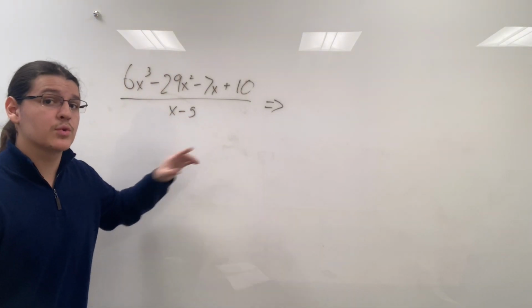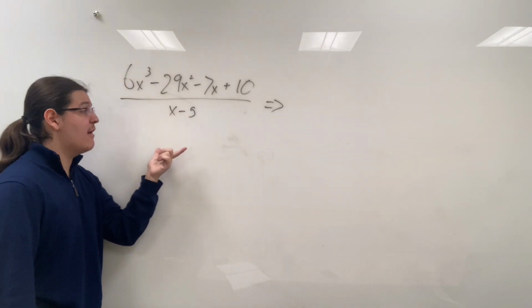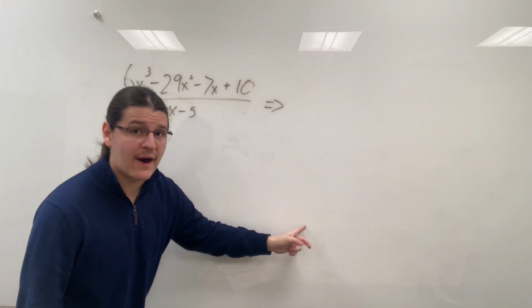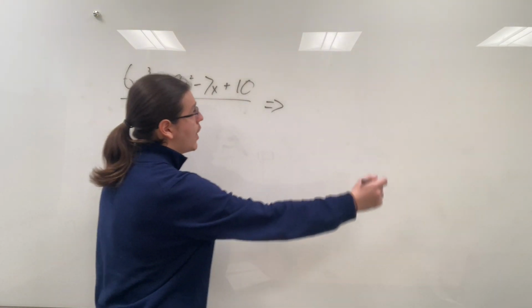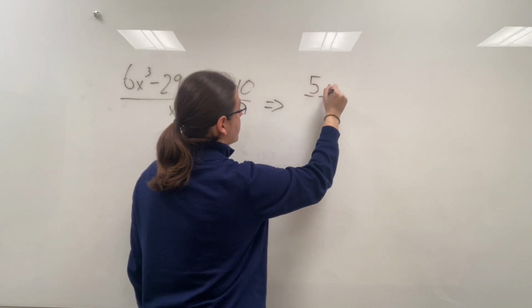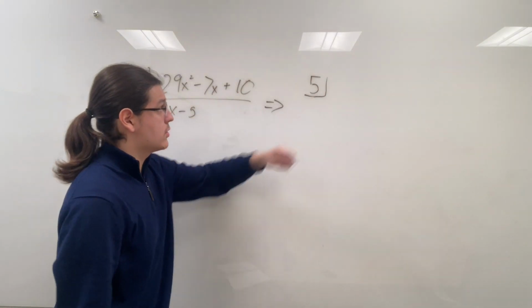Not what the term is, what the root is. The root here is 5. On the graph, this means that the graph intersects at 5, positive 5. So, we write our 5 here, and we keep it in that corner.